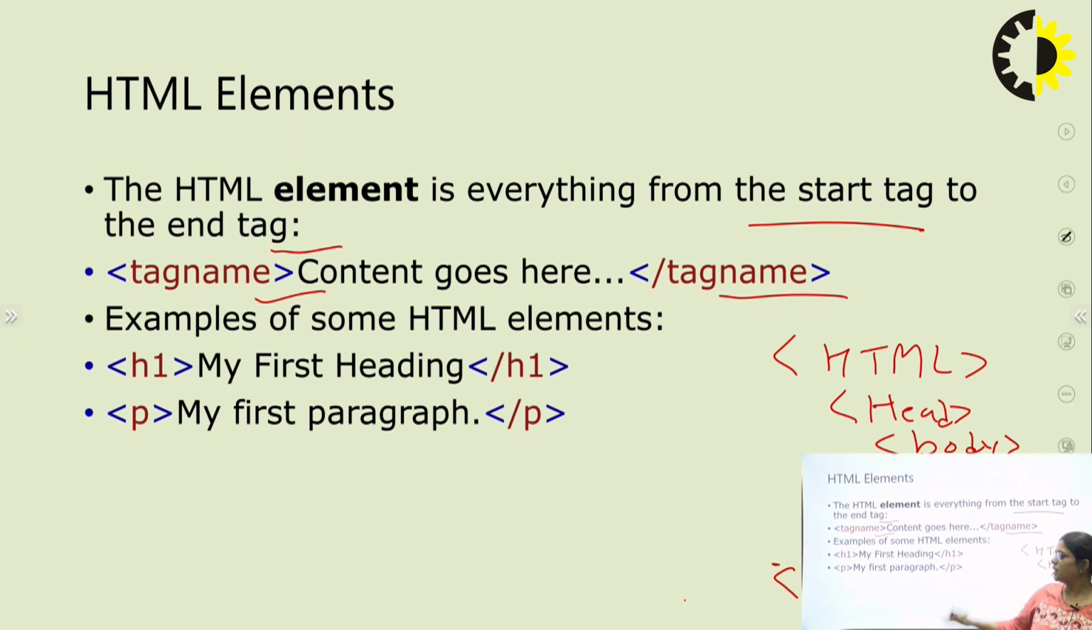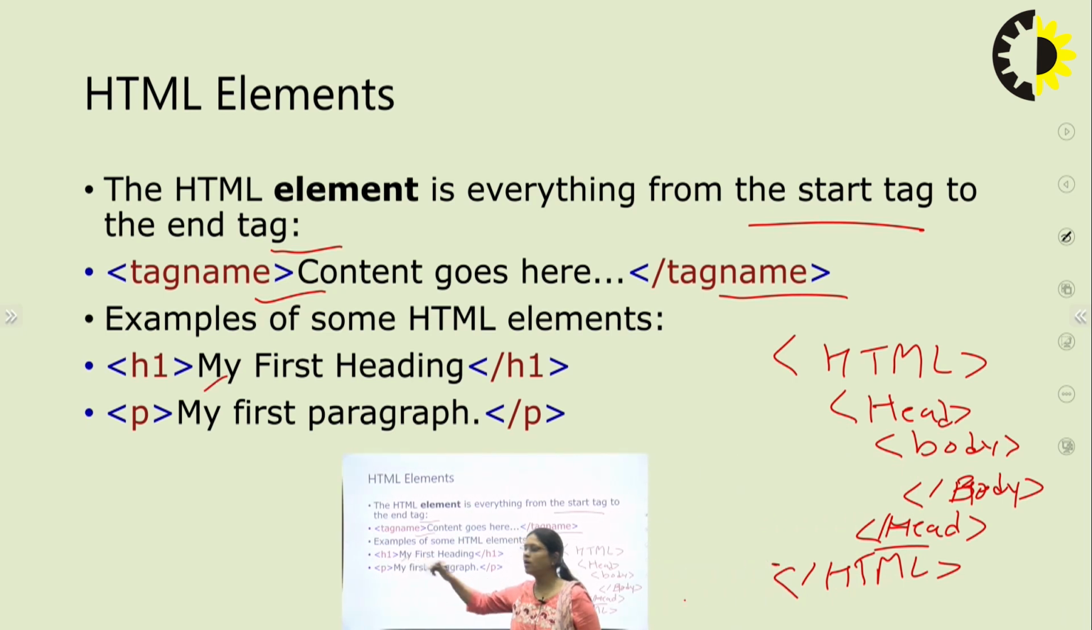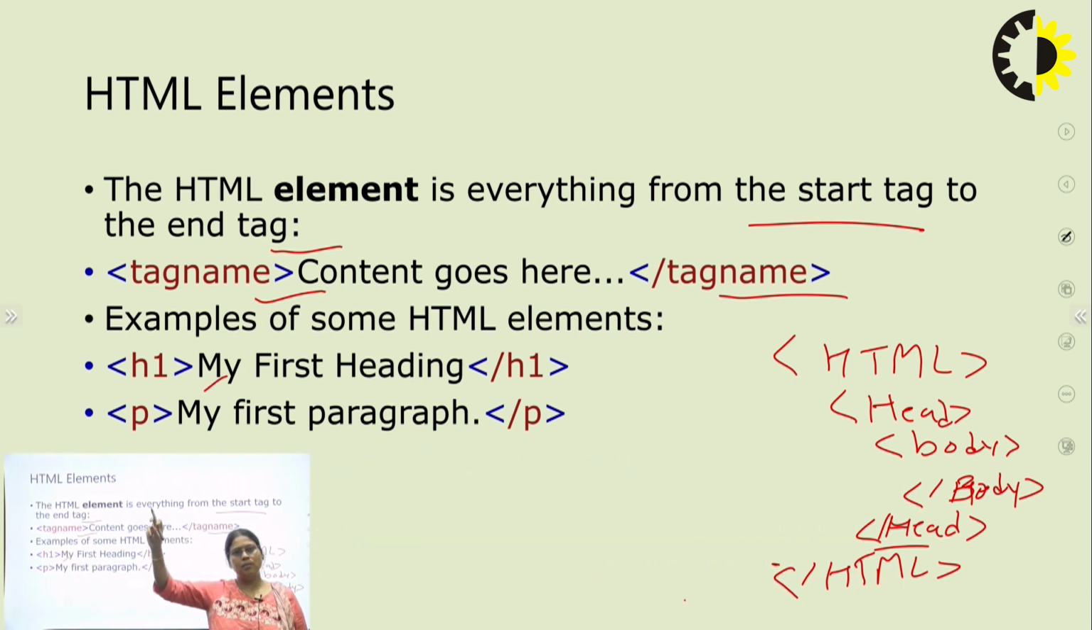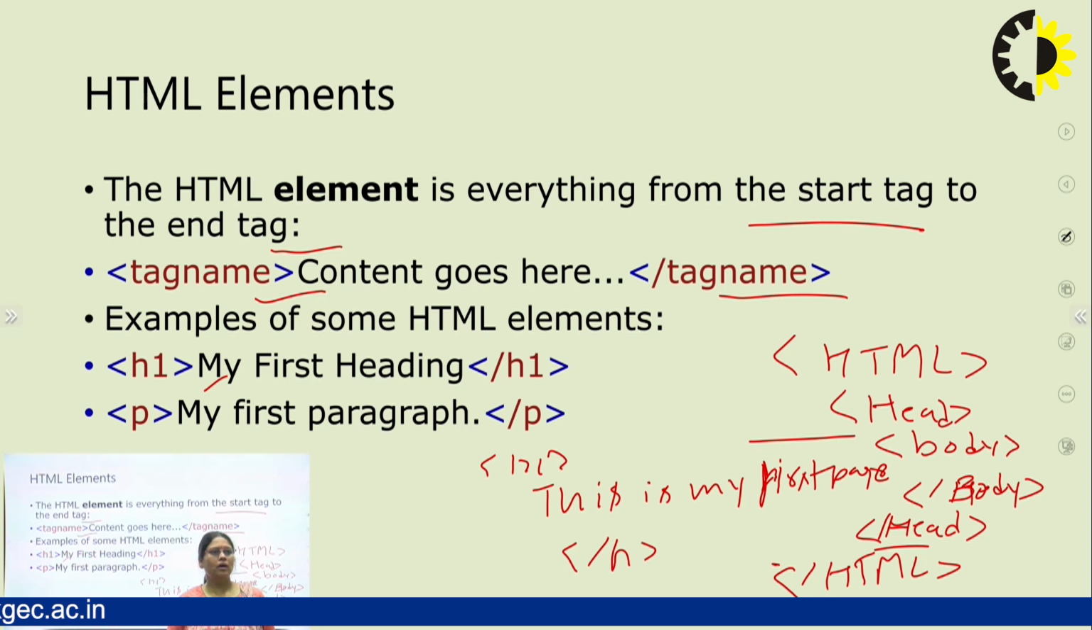There are certain other tags we use here, like H1. It is used for the first heading. If I want to give some heading, suppose under this I want to give an H1 tag. This is my first page. This is my first page. So it will display as a heading. Now I will close this heading. And P is for paragraph.